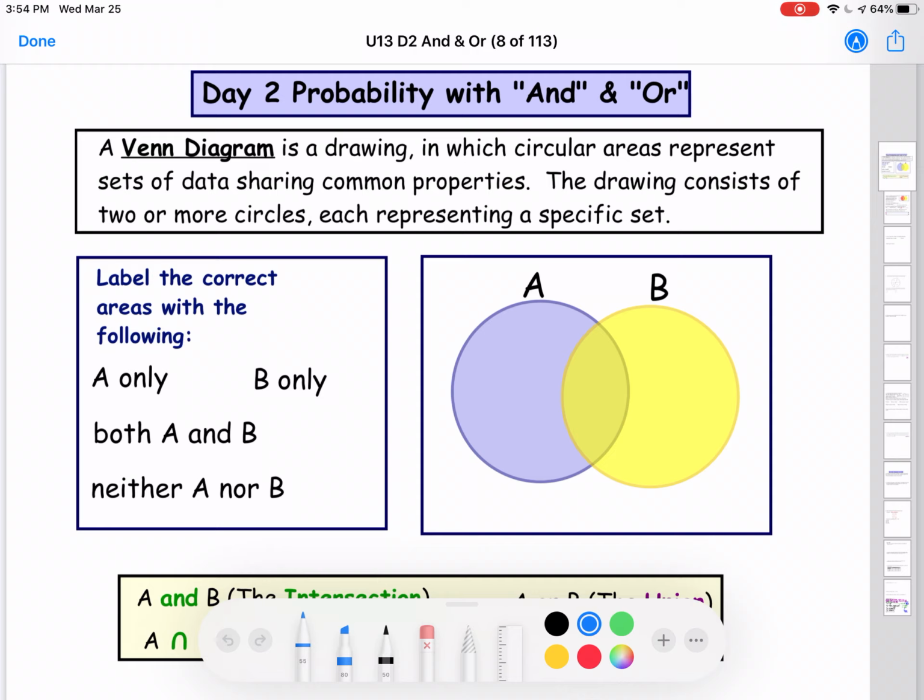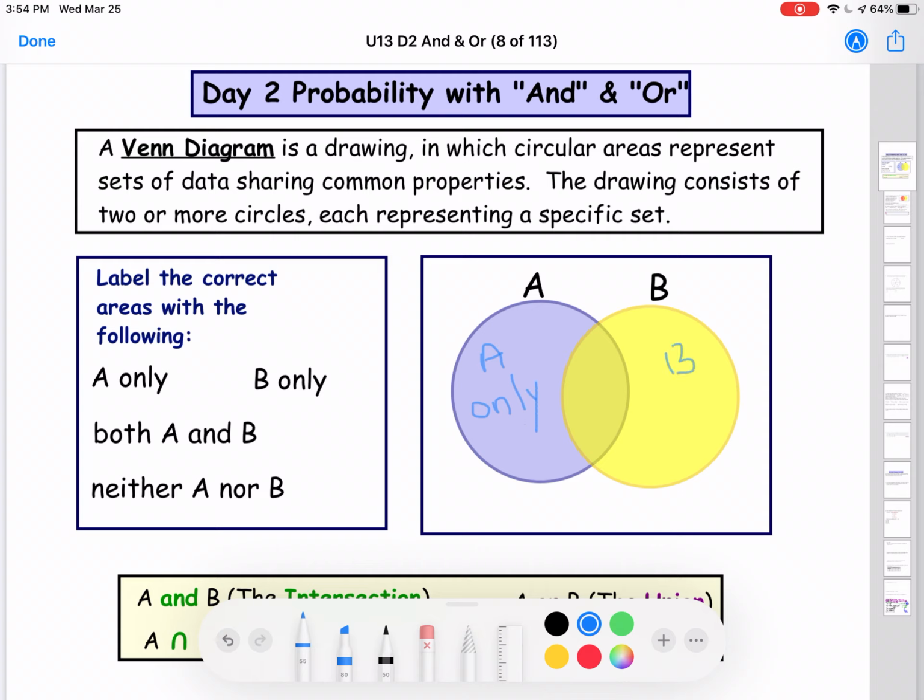Okay, so Venn diagram. A Venn diagram is a drawing in which circular areas represent sets of data sharing common properties. The drawing consists of 2 or more circles, each representing a specific set. On the smart board we were able to move these pieces over here, but this is not the smart board, so I'm just going to write them in. This lavender blue section represents A only.